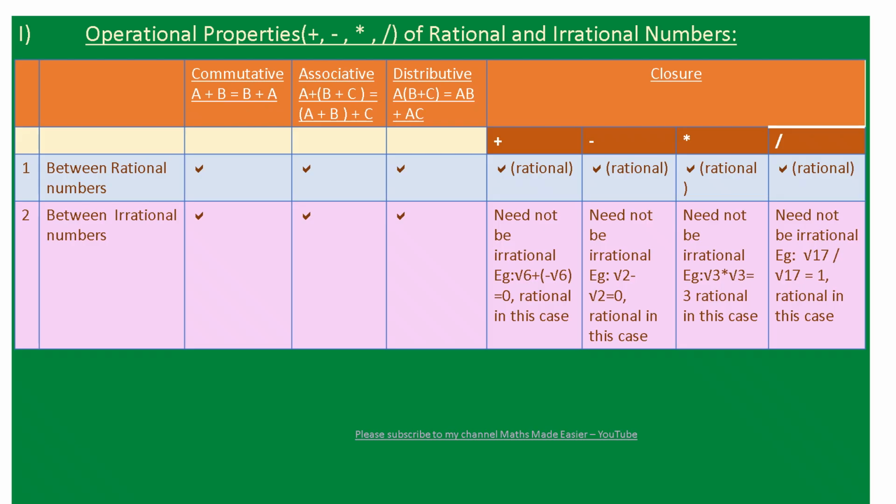As well as if you look into the minus, like if you subtract one irrational number from another, it might yield a rational number also. Same with the case of multiplication and division, with the proof looking into the examples which are discussed here.